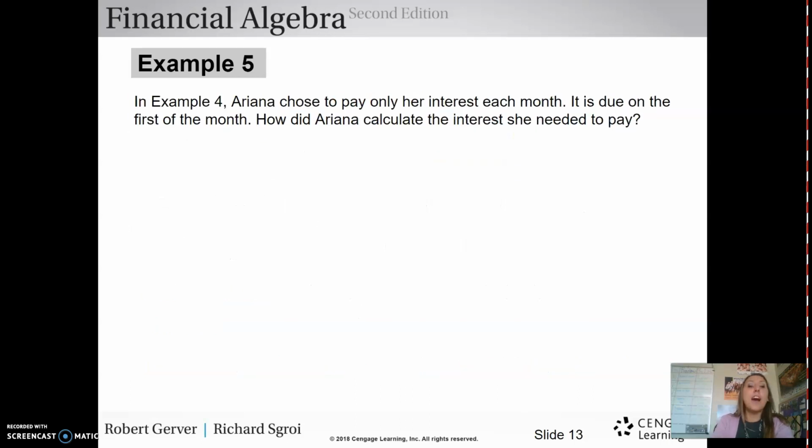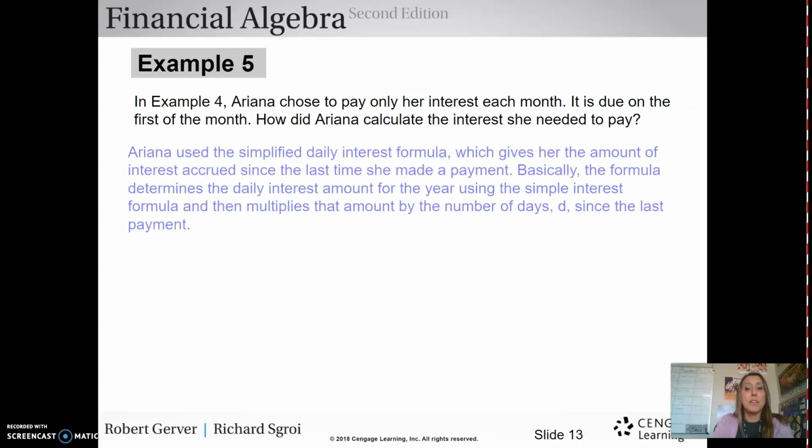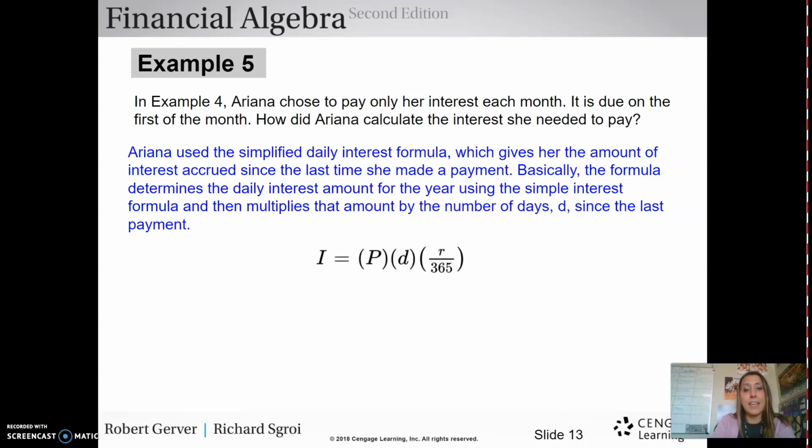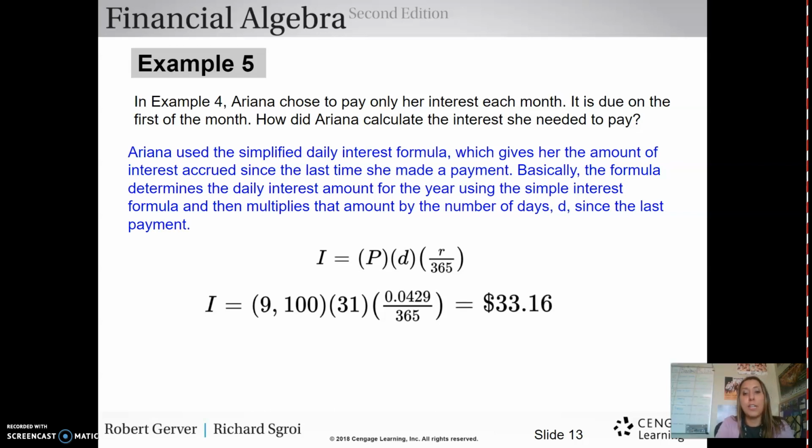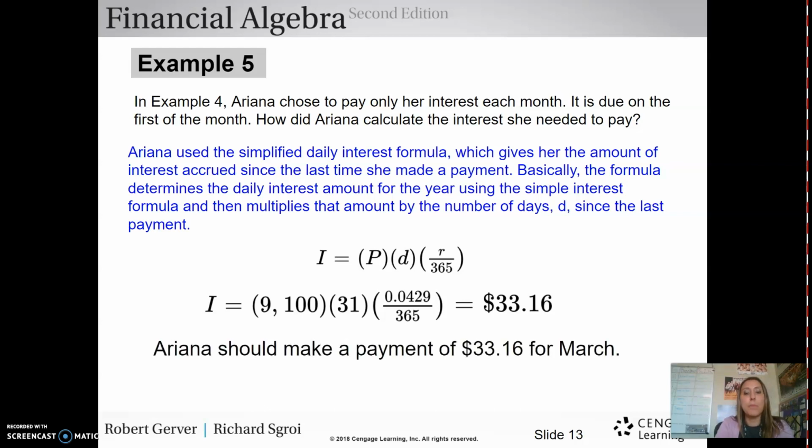All right, so example 5, we're going to pay only our interest each month, and it's due the first of the month. So if you use the simplified daily interest formula, this will help you. That is I equals P D R over 365. D is in days. So we say that there are 31 days in a month. So you're going to put in your principal, the days, and what our rate is. So it's $33.16. So she will be making a payment of $33.16 for March.